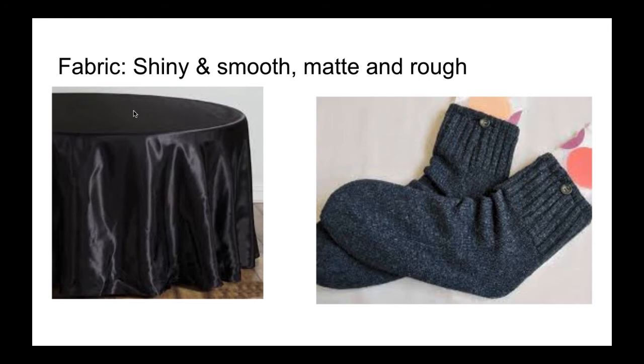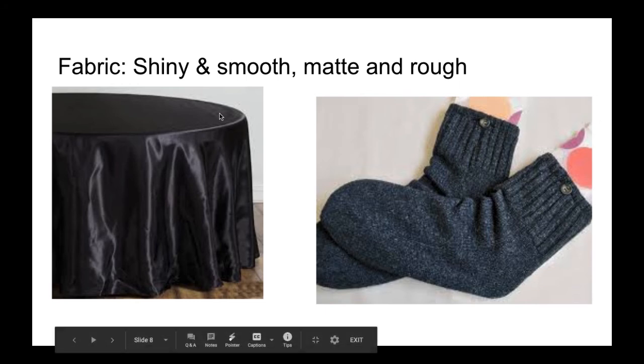So fabric is another very textured surface, and this is a great example of something that is shiny and smooth. So this is probably silk, or maybe like a fake version of silk. And it's very shiny. So we have very strong highlights, very strong shadows. And it's also smooth. So we have a very even surface.